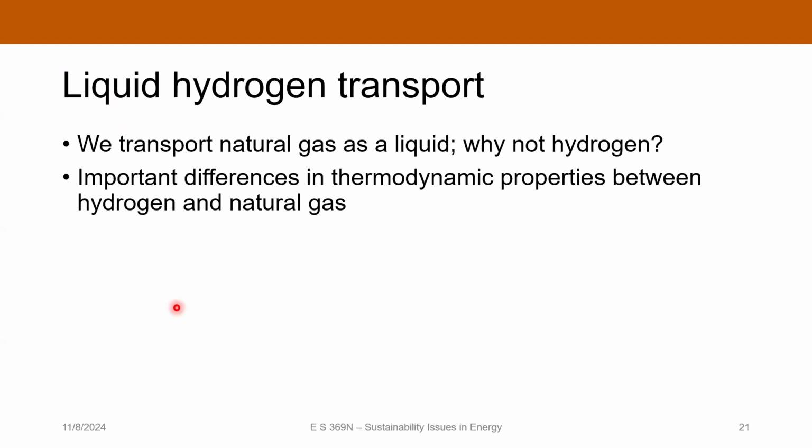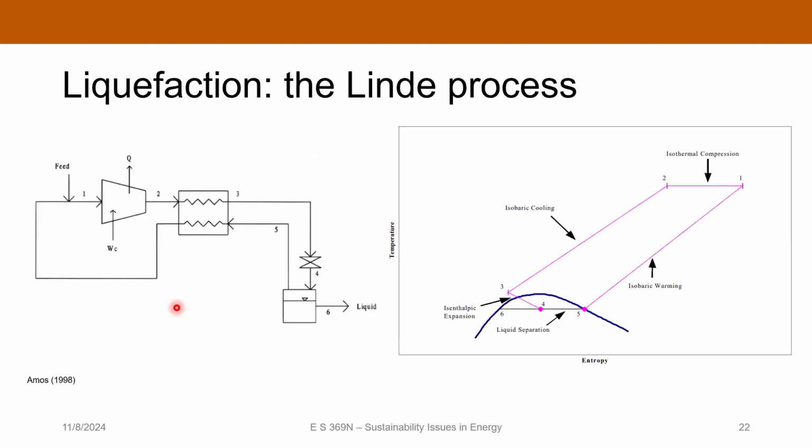The motivation here is that if you think back to the overall goal of maximizing energy flux, one way to do that is to make the hydrogen denser, so you've got more energy content per unit volume. The issue is that there are really important differences between hydrogen and natural gas in terms of thermodynamic properties that make it a lot more difficult to liquefy. To liquefy natural gas, we use a process called the Linde process.